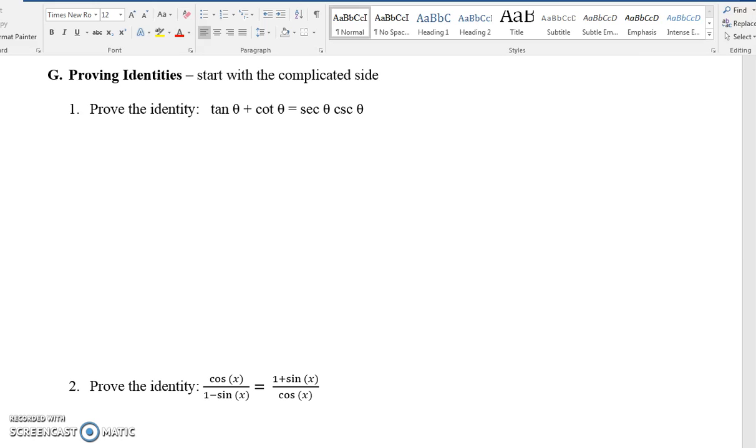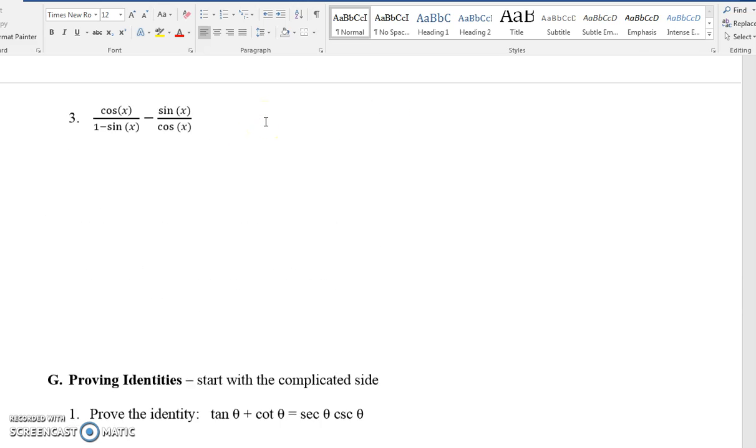So if I look at this first example here, I'm not even sure what tangent of theta plus cotangent of theta looks like, what that graph would look like. But we are trying to show that it's equivalent to this graph, which again, I'm really not sure what that is, but we're trying to show that these two things are equal, we can start with one and get to the other. So I look at this, typically addition and subtraction is more complicated than trying to combine things through multiplication or division. So I'm going to start with this side.